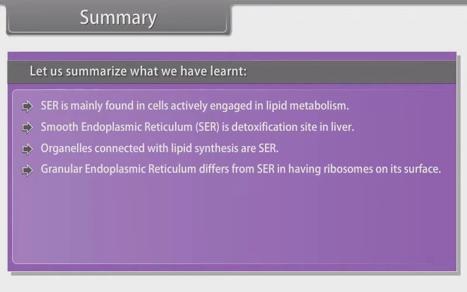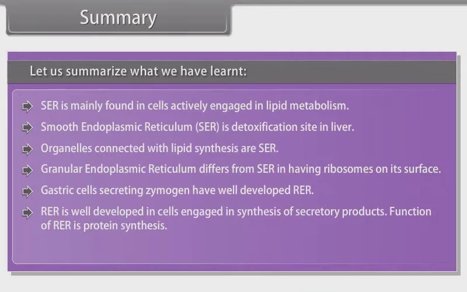Granular endoplasmic reticulum differs from SER in having ribosomes on its surface. Gastric cells secreting zymogen have well-developed RER. RER is well developed in cells engaged in synthesis of secretory products. Function of RER is protein synthesis. RER differs from SER in the presence of ribosomes.